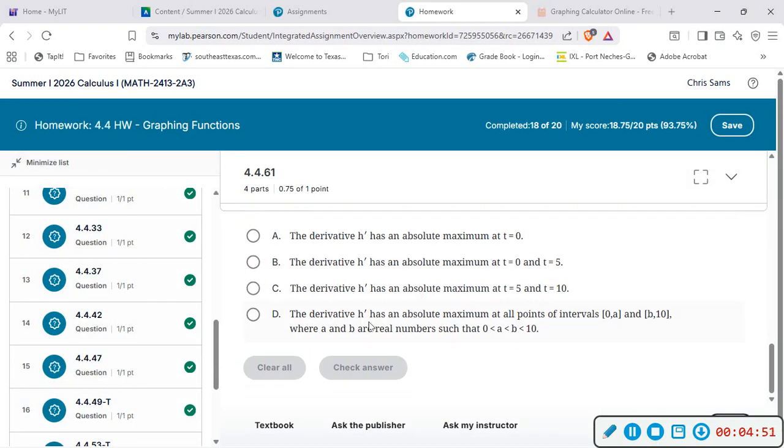And then the last one, absolute maximum at all points of the interval 0 to A, and B to 10, where A and B are real numbers. So if we use this interval, A would always be the maximum. And if we use this number B, 10 would always be the maximum. So yeah, this sounds good.